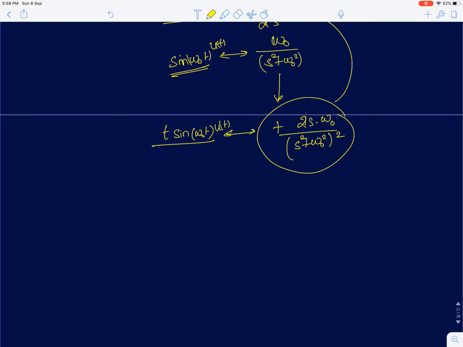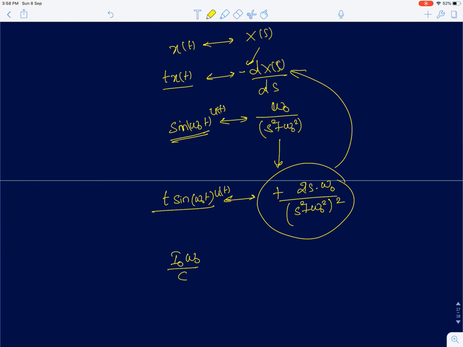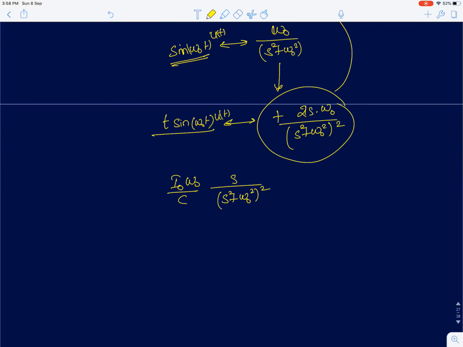So the response that we got from this equation is I naught omega naught upon c into s by s square plus omega naught square, the whole square. I'm going to use this result. If I multiply the signal by half, the Laplace transform also gets multiplied by half. So the inverse Laplace transform of this is going to be I naught omega naught by c. Omega naught would go away, and you would be left with I naught by c into t sin omega naught t by 2.